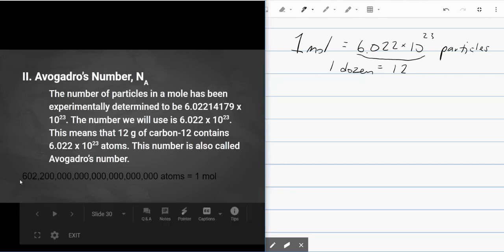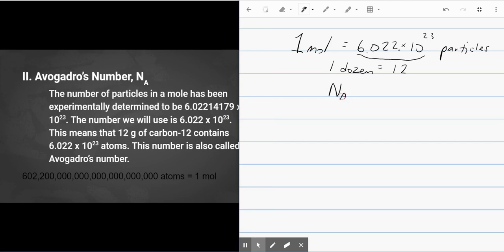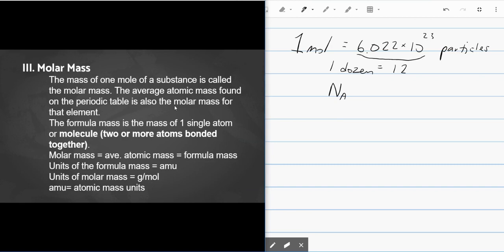All right, so there is Avogadro's number, another name for how many particles are in 1 mole, and that is it written out completely. So you'll see 6022, and then we have 20 zeros after that. So it's a very large number because atoms are very tiny. So this is the value of particles in 1 mole. We also call this number Avogadro's number. And the abbreviation for Avogadro's number is a big N for number and a subscript A for Avogadro, for Amadeo Avogadro.